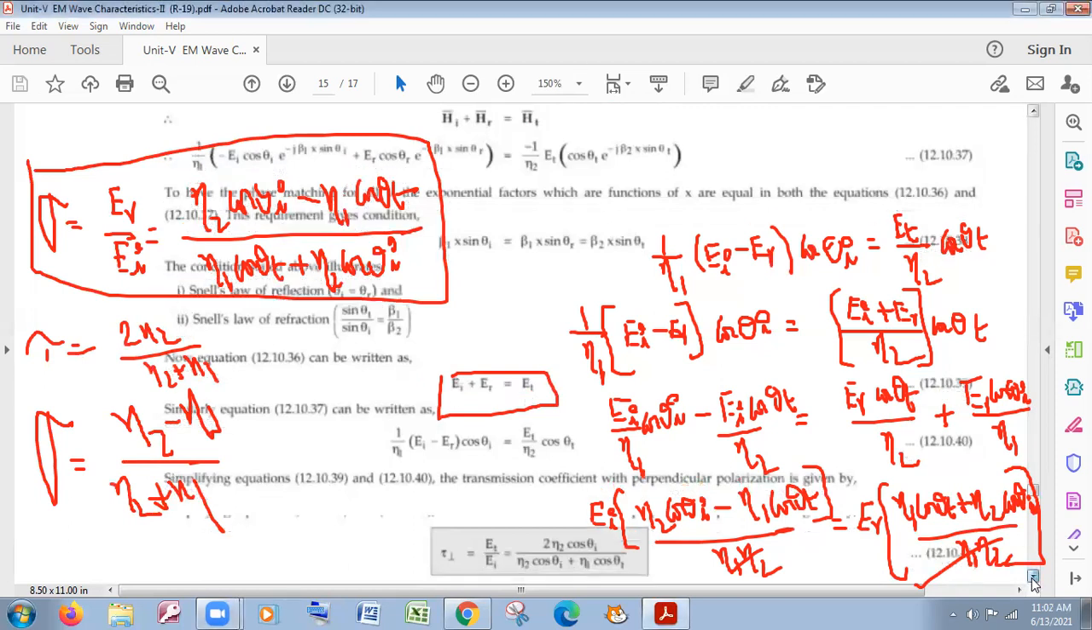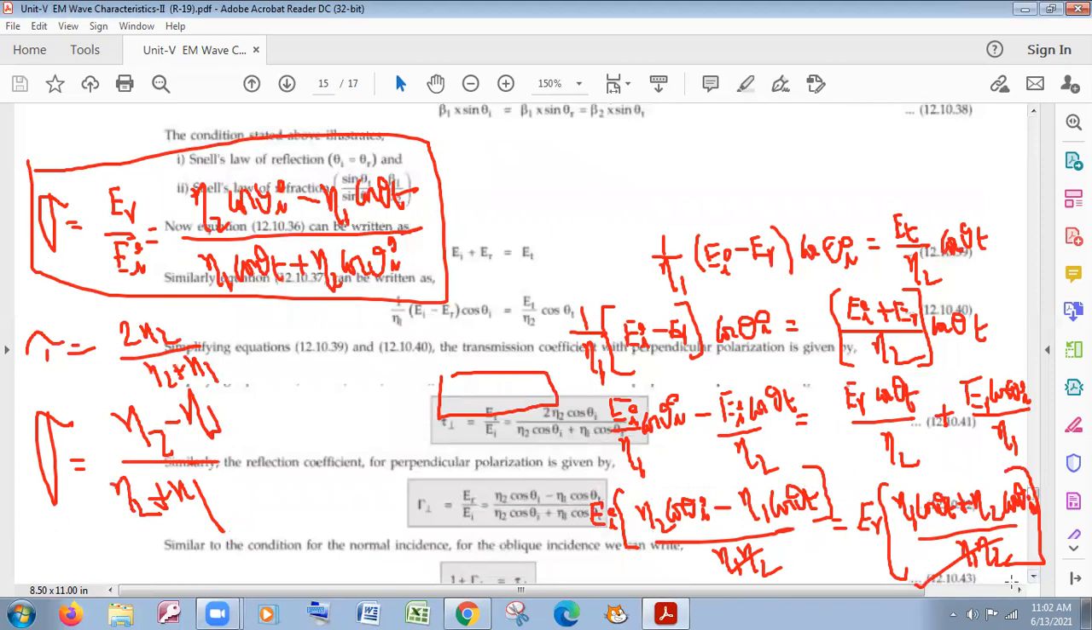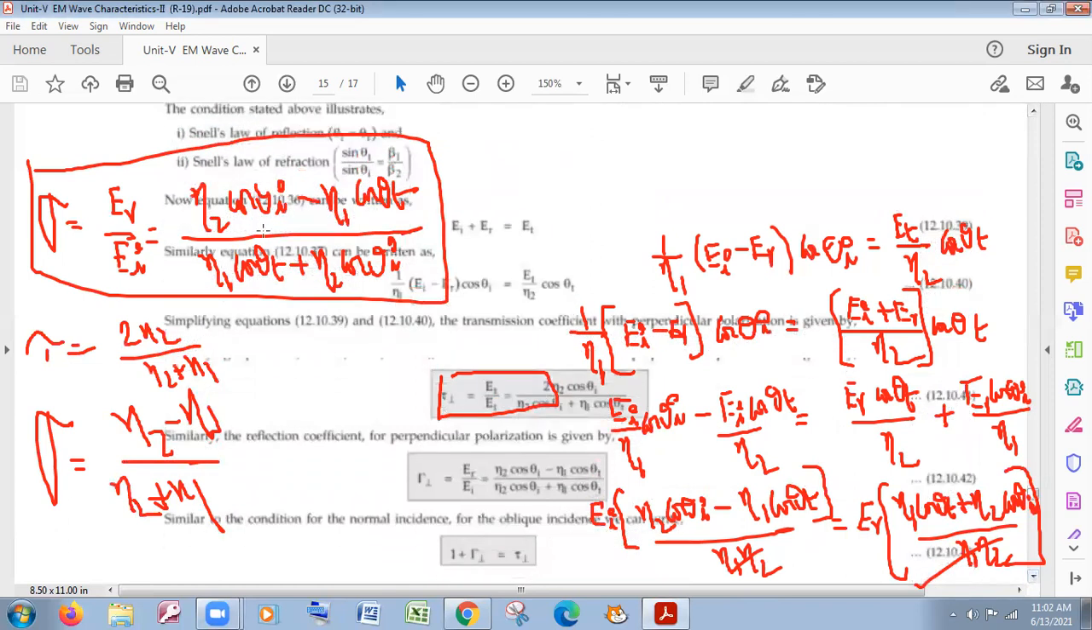Got it? You see the reflection coefficient, we got eta 2 cos theta I minus eta 1 cos theta t, divided by eta 2 cos theta I plus eta 1 cos theta t. Now, the relation between the reflection coefficient and the transmission coefficient is that 1 plus the reflection coefficient gives the transmission coefficient. So we already got the reflection coefficient, add 1 here.